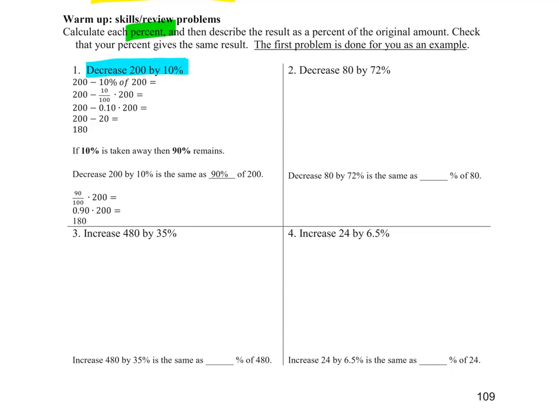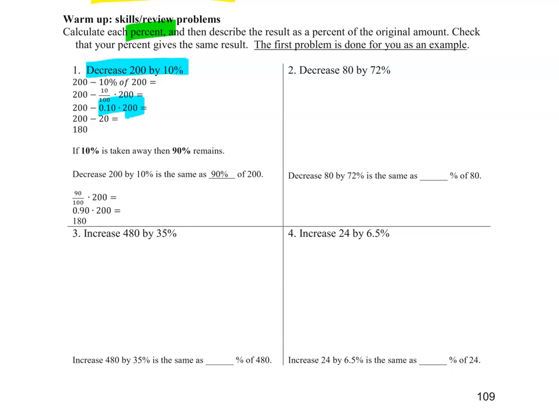Decrease 200 by 10%. So what you do is 200 minus 10% of 200. So how do we get to 10% of 200? 10% is equivalent to 10 over 100, or that's equivalent to 0.10. So 0.10 of 200 is 20. So 200 minus 20 is 180.